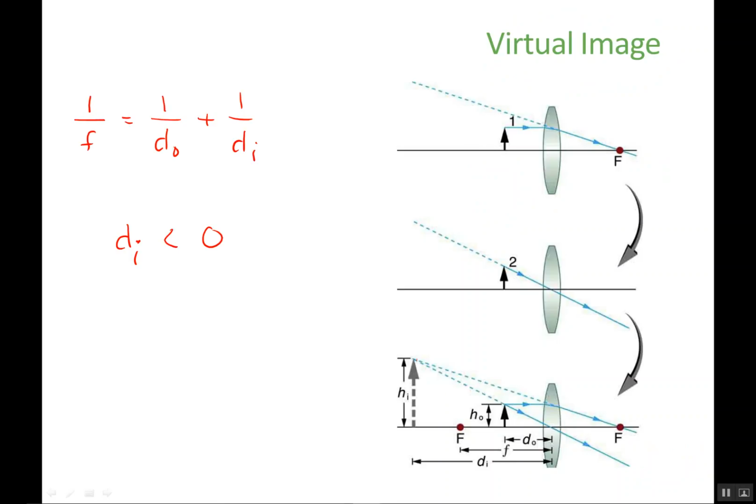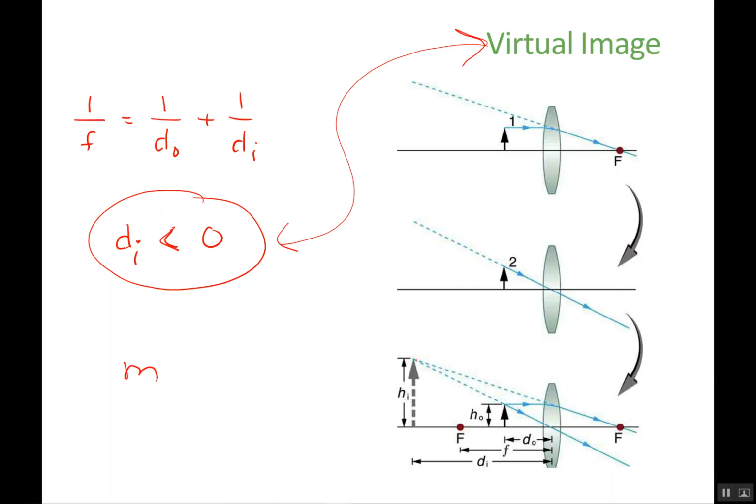If we apply the thin lens equation to a situation like what's pictured here, what we would find is that the image distance, di, will be less than 0. So if you use the thin lens equation and you discover the image distance is less than 0, that tells you that the image is a virtual image. What will the magnification be for this image? Will it be greater than 0, or will the magnification be less than 0? The answer is the magnification will be greater than 0 because the image is upright.